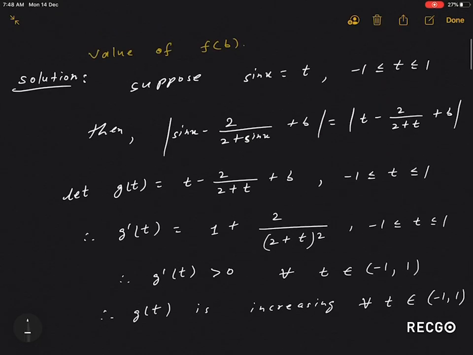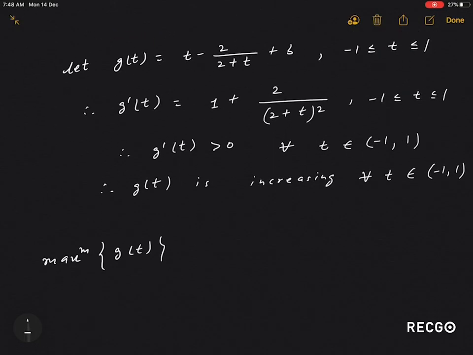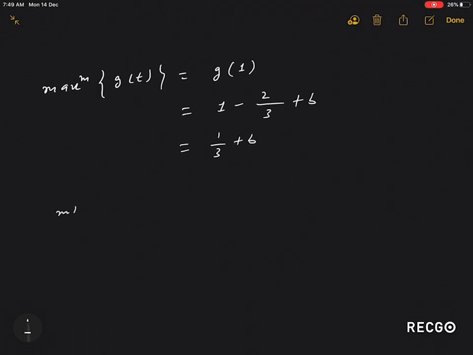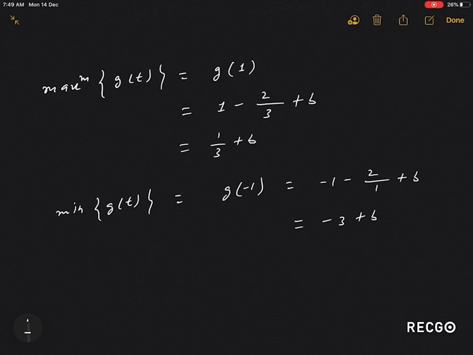Since g of t is a strictly increasing function, the maximum value shall be achieved at the right end point. So the maximum value of g of t is equal to g of 1. Now putting t equal to 1 in the expression of g of t, we get the maximum value of g of t as 1 by 3 plus b. Similarly, the minimum value of g of t is obtained at g of -1, and putting t equal to -1 you get -3 plus b.